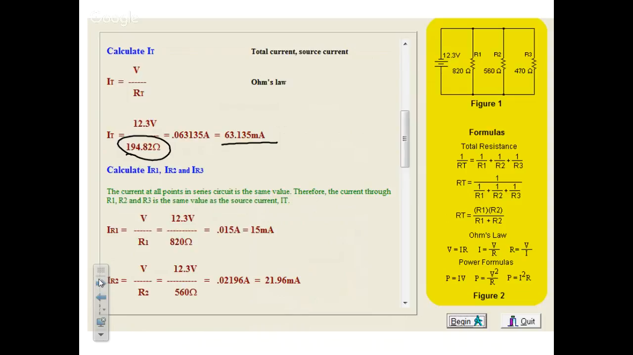Which one is the biggest kink in the hose? 820, all right? So we would assume that the one with 820 ohms would have the least amount of current across it, all right? Remember that our currents across R1, R2, and R3 must add up to our 63 milliamps. Kirchhoff's law, okay?